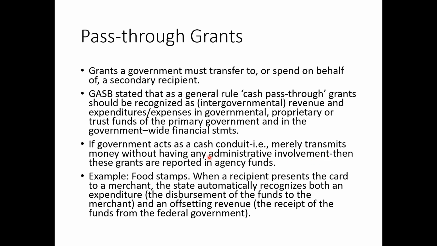So the government does not help pick the recipient or monitor whatsoever, just provides the bank account for transfer purposes. One example is food stamps. When a recipient presents a card to a merchant, the state automatically recognizes both expenditures and offsetting revenues.